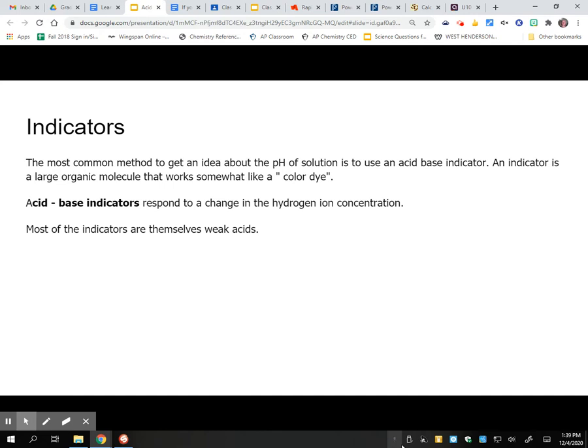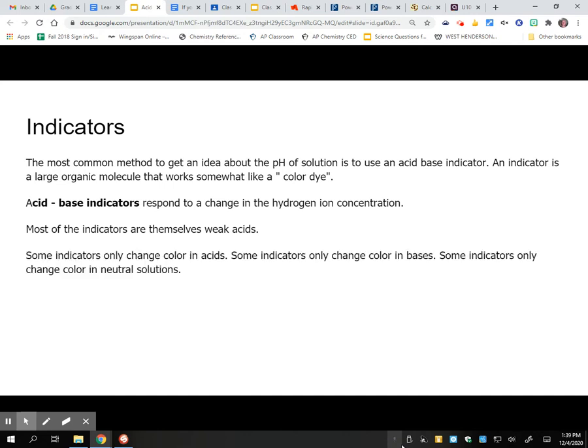It does have some limitations. You can only use this on clear substances. If a solution is already colored, we really can't use an indicator on it because we wouldn't be able to tell the color change. Some indicators only change color in acids. Some only change color in bases. Some are really good at indicating neutral pHs. So you just want to use the most appropriate indicator for what you're looking for.